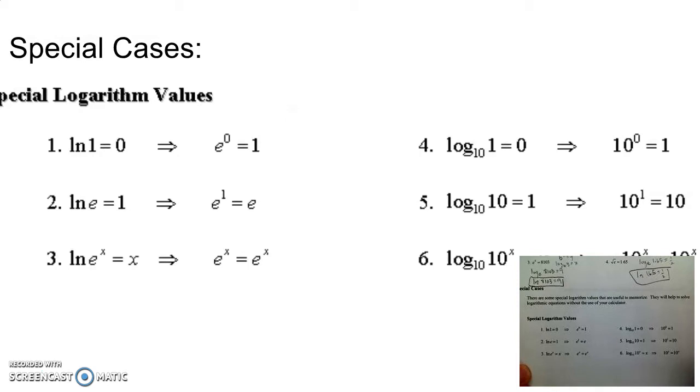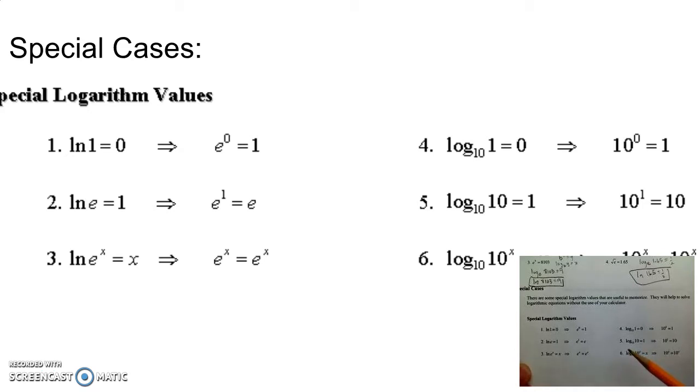Similar to two sections ago when we first started looking at logs, there's some particular special cases. So the natural log of 1 equals 0. Well, why is this? That means that 0 is the exponent on our base, so e to the 0 power is equal to 1. By definition, anything to the 0 equals 1. The natural log of e equals 1, because 1 would be the exponent on the base that would equal e, so anything to the first power is itself.